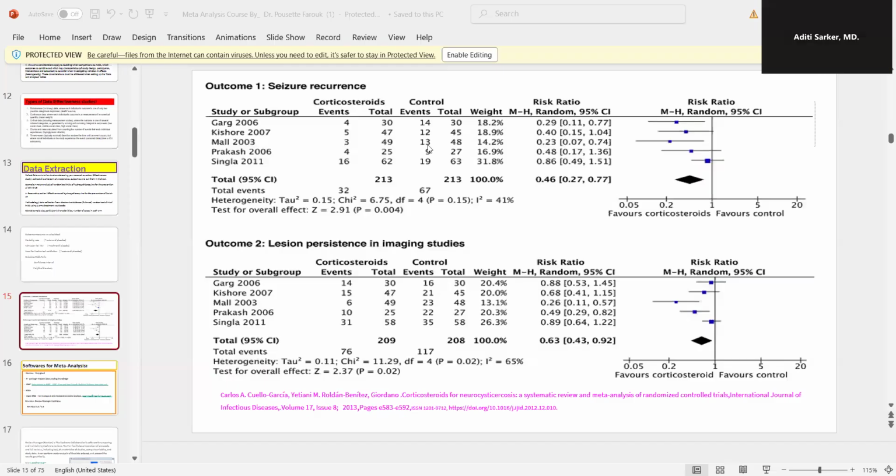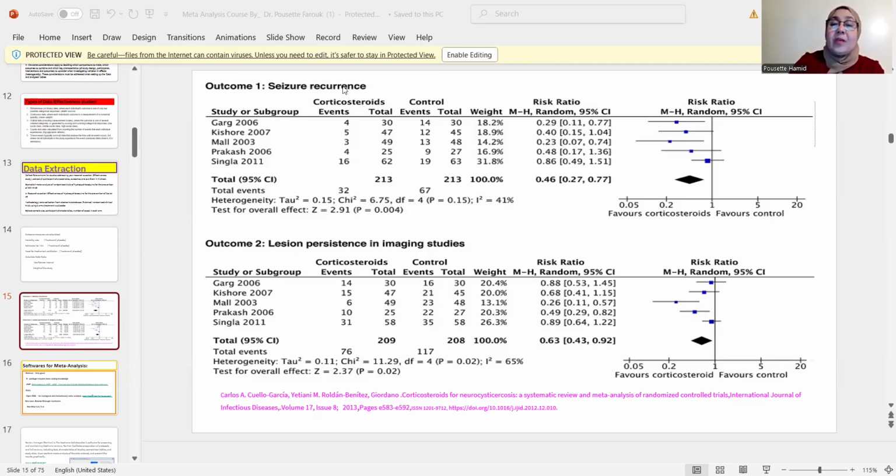Yes. Okay. And the control arm having another 30 participants receiving the control arm. 4 out of 30 having seizure recurrence in the group having corticosteroids, and 14 out of 30 experienced seizure recurrence in the other arm. And in the second study, we are having 47 sample size, 5 out of 47 have seizure recurrence, and 45 on the control arm. And this happens in the 5 studies.